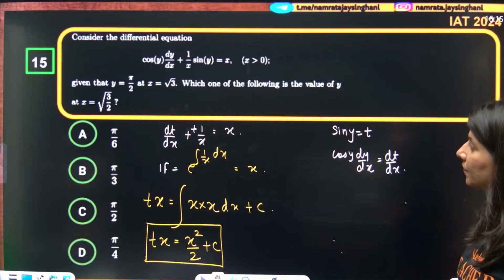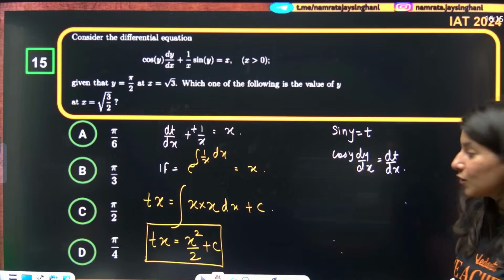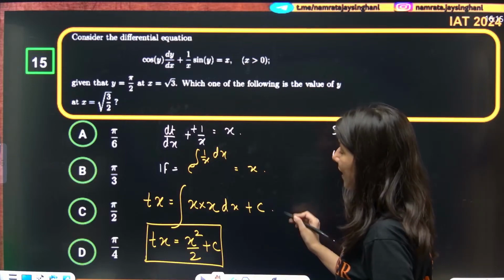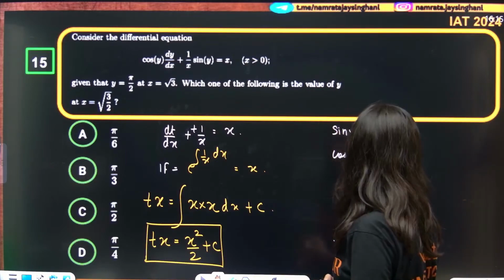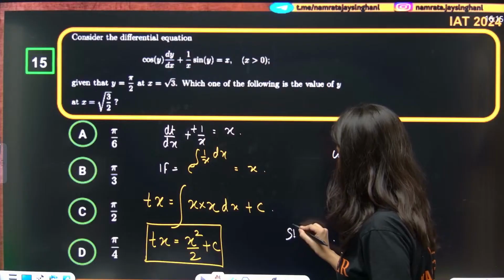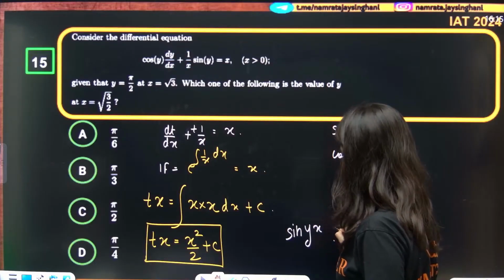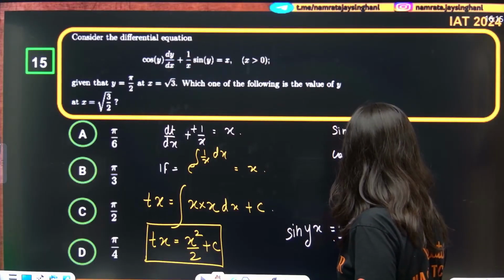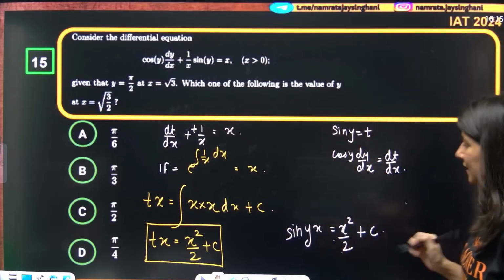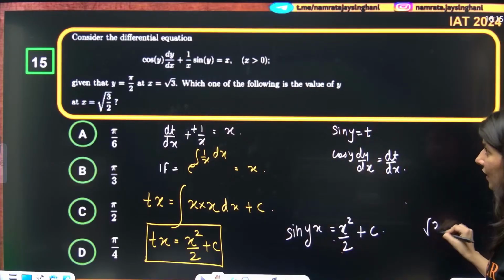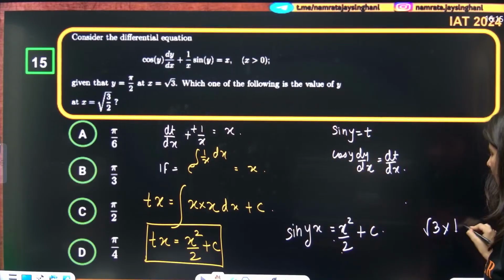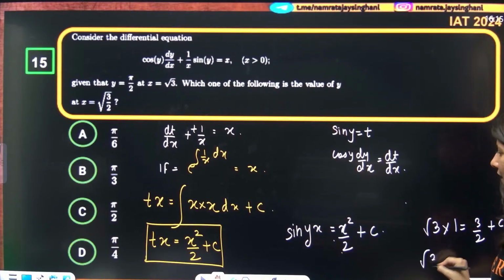Alright. Now as per the question, at x equals to root 3, y is pi by 2. Now t can be replaced by sin y, x is equals to x square by 2 plus c. Now just put x is equals to root 3. So root 3 into sin pi by 2 is 1 is equals to 3 by 2 plus c. So root 3 minus 3 by 2 is nothing but c constant.